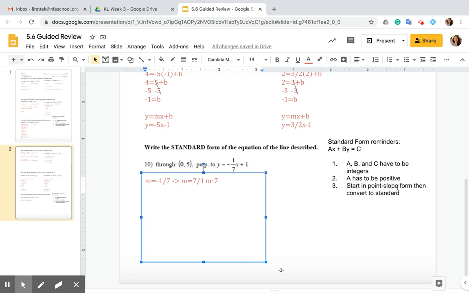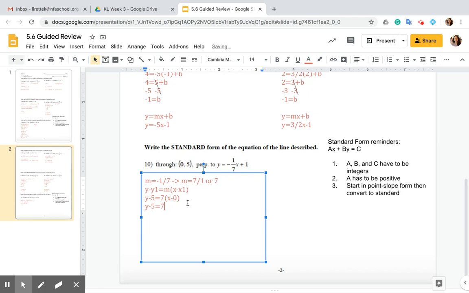All right, so to start, I want to write it in point-slope form, which is this. y minus y1 equals m parentheses x minus x1. And I'm going to substitute what I know. I know that the y value is 5. I know that the slope I need to use is 7, and I know the x value is 0. Now I need to convert it to standard form. So to do that, I need to get rid of the parentheses by distributing.